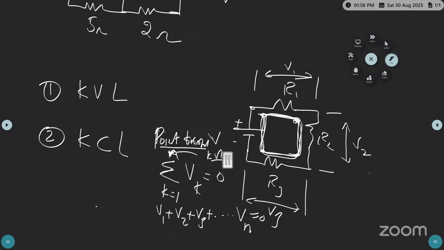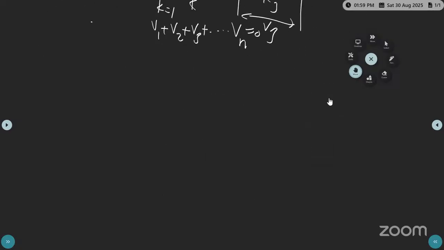So what about KCL? KVL is applicable for loops only. Now KCL. KCL is nothing but, or it states that, KCL states that at a node. What is meant by a node?